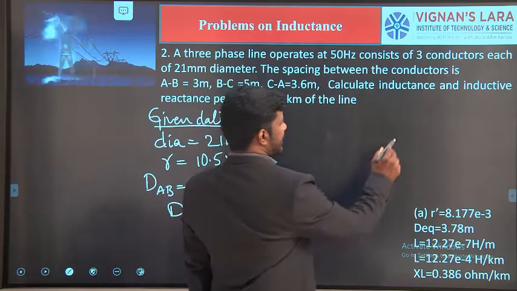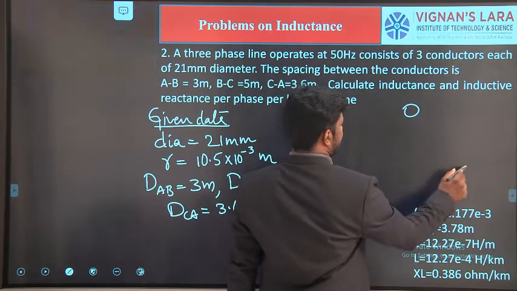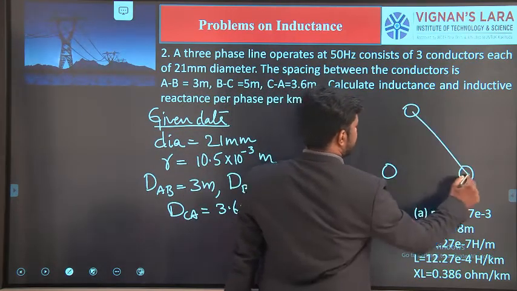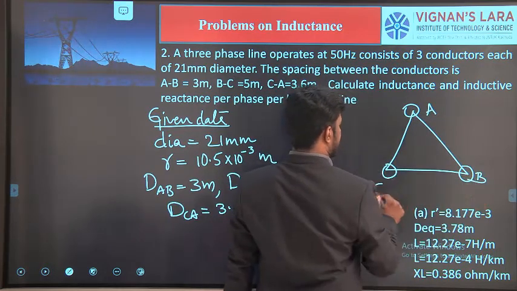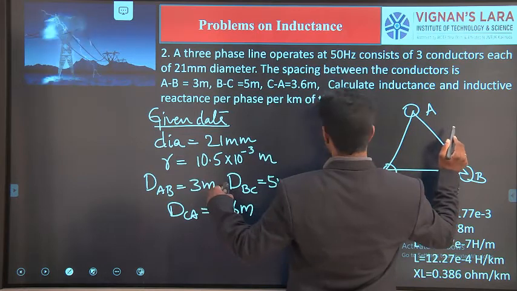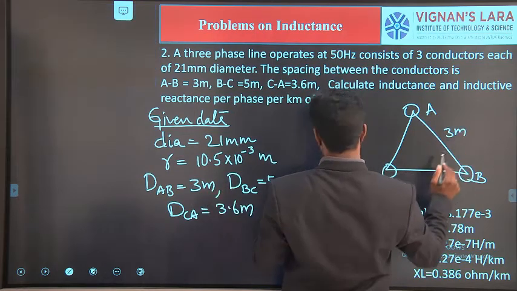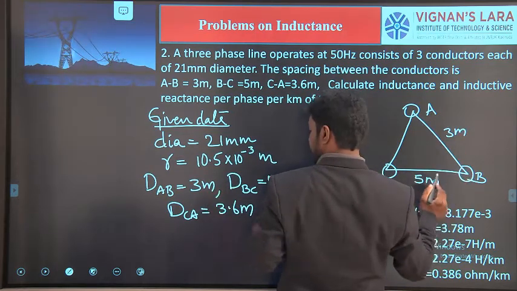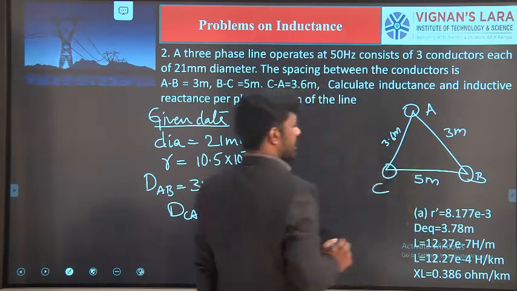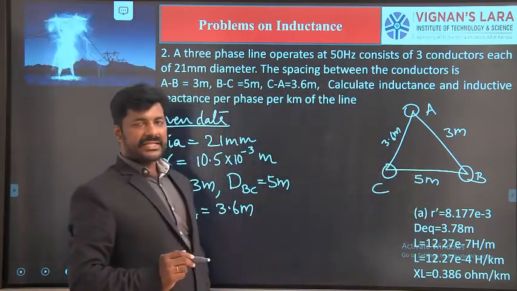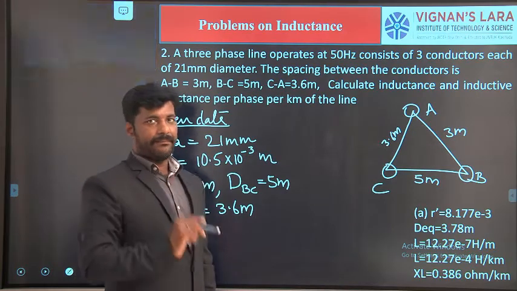So we can estimate the diagram like this. These are the 3 conductors with different distances, assuming them as A, B, C. And DAB value is 3 meters. DBC value is 5 meters. DCA value is 3.6 meters. All these 3 conductors are having the same diameter of 21 mm.